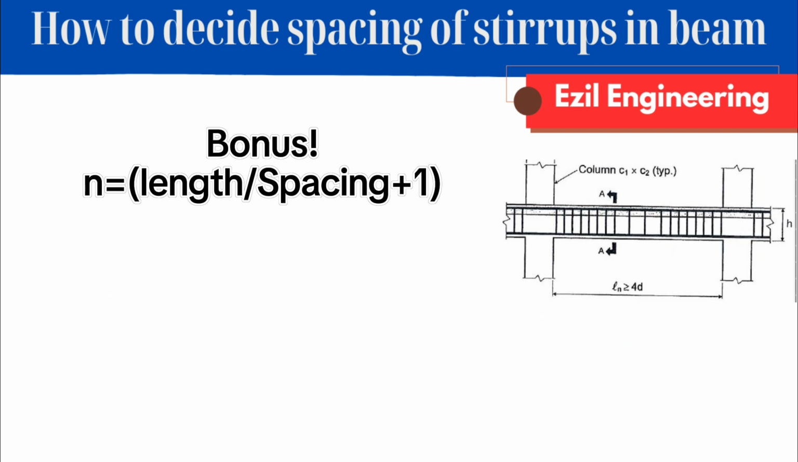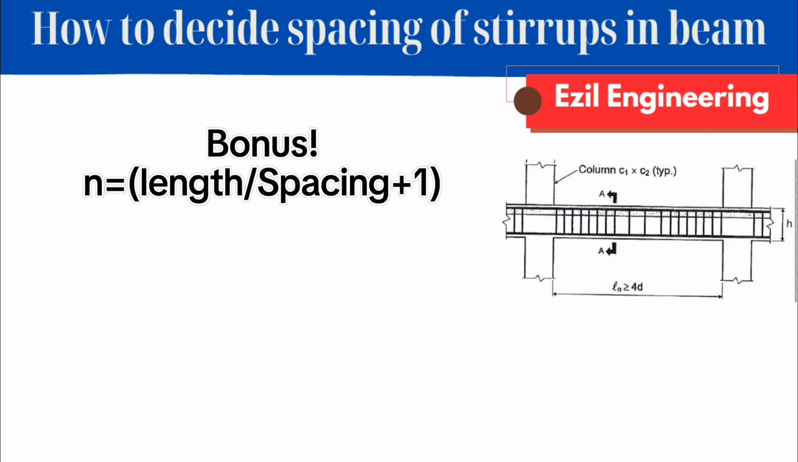So the maximum spacing zone of stirrups for this beam around the support takes 4 meter, that is 2 meter on this side and 2 meter on the other side, and the middle part is 2 meters. If you take the left side around the support, the length is equal to 2 meter, which is 2000 millimeters.